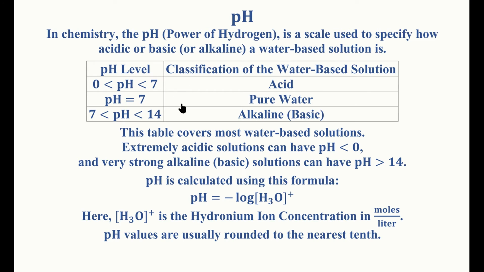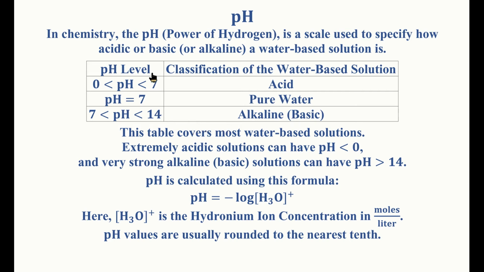It's a scale that we use to specify how acidic or basic, also known as alkaline, a water-based solution is. Now, here I've made a chart for you that explains the categories that pH will make a body of water fall into. If the pH of a body of water is between 0 and 7, that is considered acidic. That type of water will be known as an acid. If the pH is exactly 7, that's where pure water comes in. And if the pH is between 7 and 14, we call it alkaline or basic.